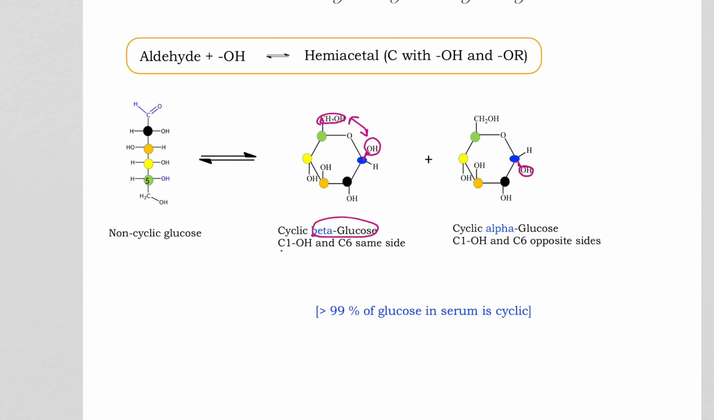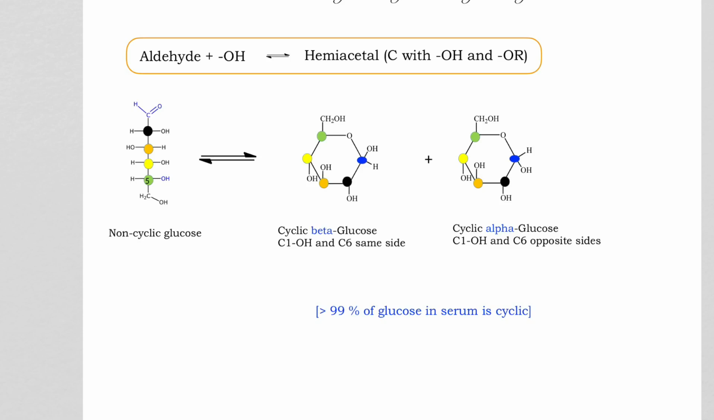We use carbon 1 and this is carbon 6. If carbon 1 and 6 are on the same side, we call it beta. If carbon 1 and 6 are on opposite sides, carbon 1 is here, carbon 6 is here, then we call it alpha. So there are 2 forms of the cyclic structures of glucose, the beta form and the alpha form.